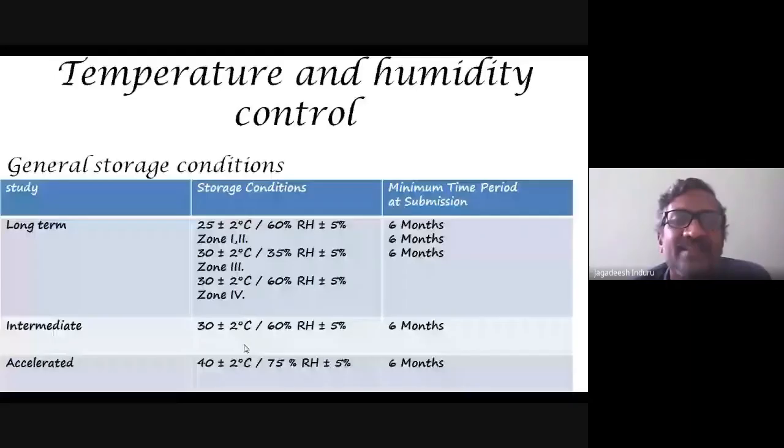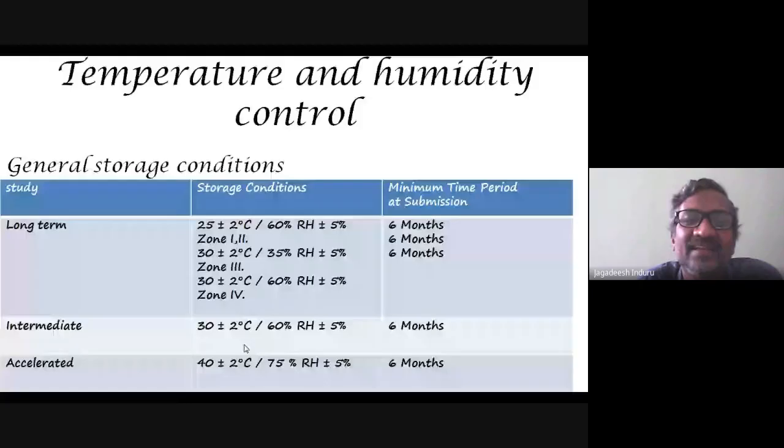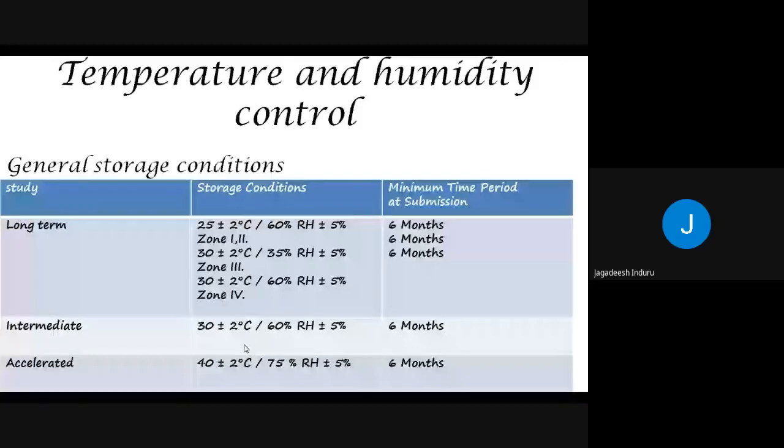And there is another one, that is the coastal areas. In the coastal areas, the temperature and the humidity are high. So 30 plus or minus 2 and 60% RH is what we are going to employ. And for intermediate testing, when you are taking 25, we are going to have 30 plus or minus 2 for 6 months. For the accelerated testing, 40 degrees centigrade and 75% RH.